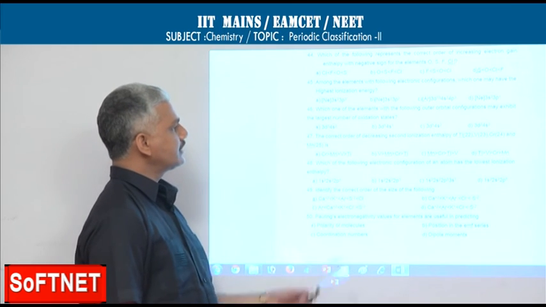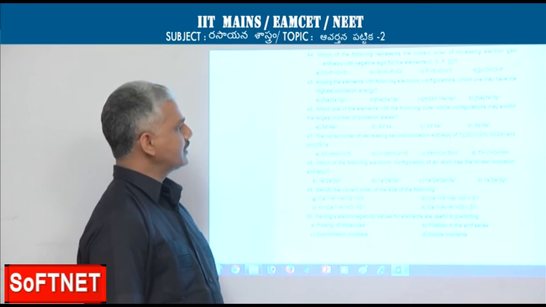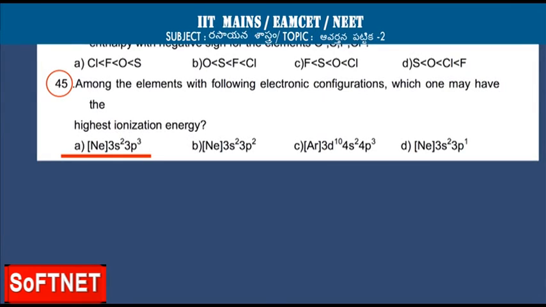The correct option is A, because it has stable half-filled configuration. Moreover, the atomic size is also less in the given 4 options. In fact, this element is from the 3rd period, 5th A group, and the element is phosphorus.